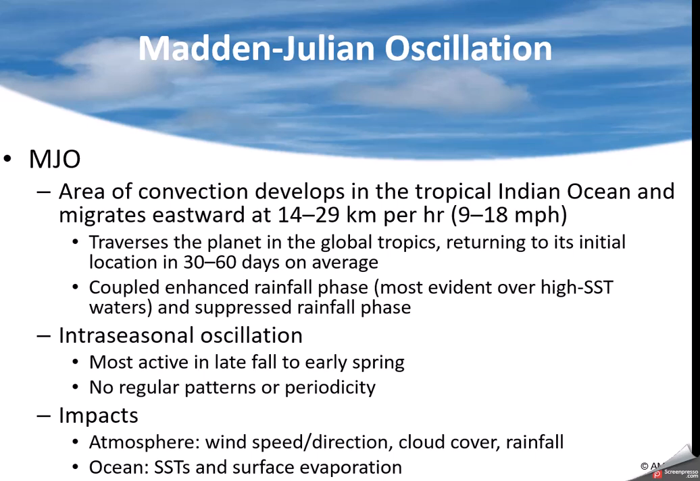Interestingly, there are areas of thunderstorms that develop over the Indian Ocean and around Australia and migrate slowly to the east. They move at about 9 to 18 miles an hour. They form in the tropics, but they impact large areas of the atmosphere all the way up into the mid-latitudes. As they move around, they tend to enhance the rainfall coming into the west coast of the United States.